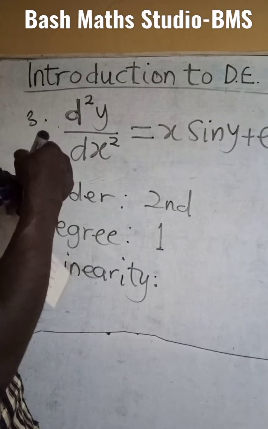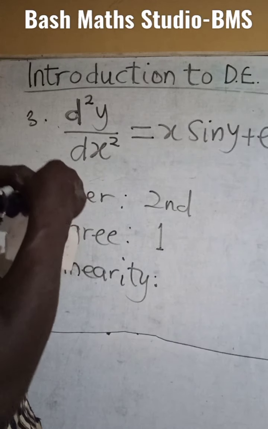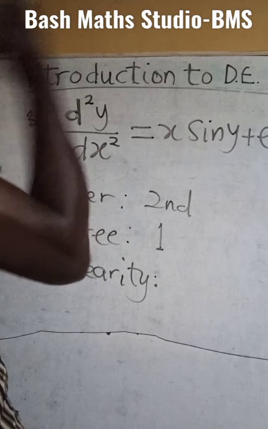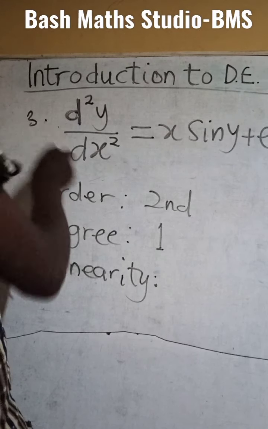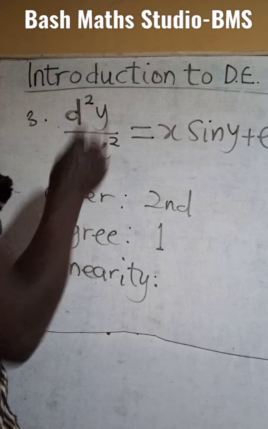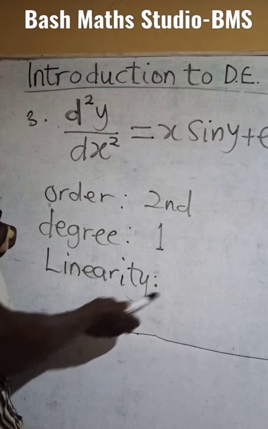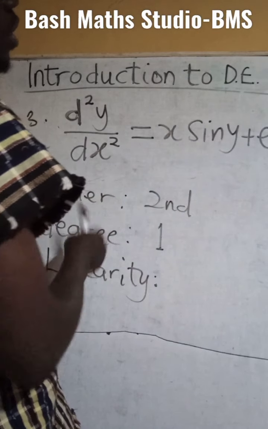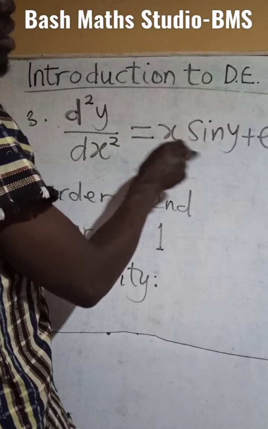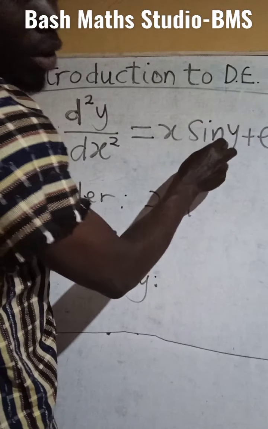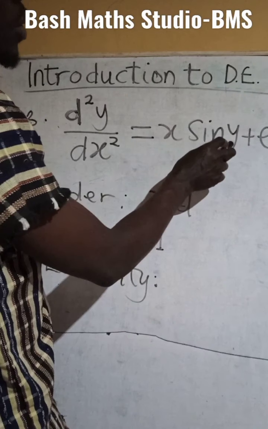And then linearity. We want to see if this equation is linear. Although we see that the degree of the highest derivative of the unknown function here is 1, we cannot conclude that it is linear, since we have a nonlinear function, sine. You know, sine is a nonlinear function, and it is in terms of the unknown function or the unknown variable y here.